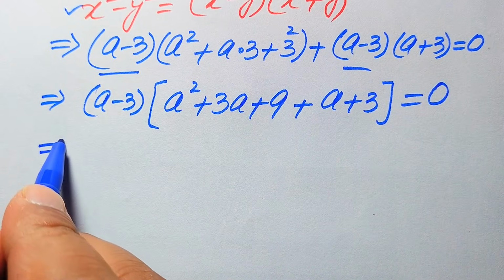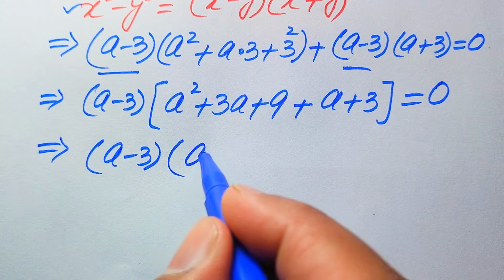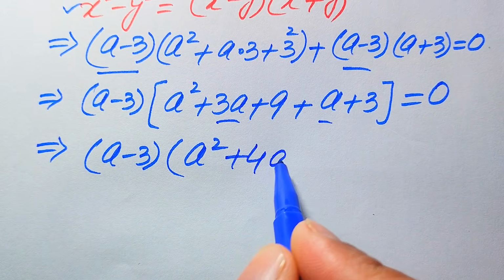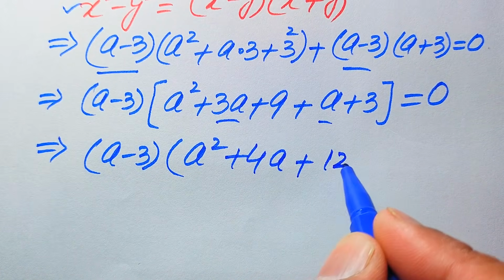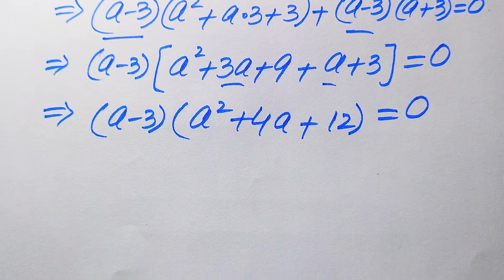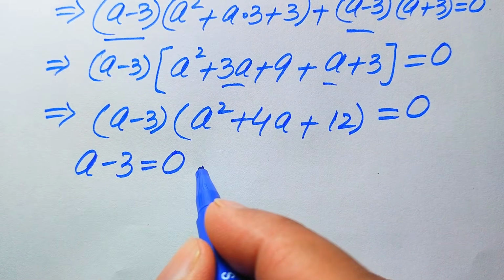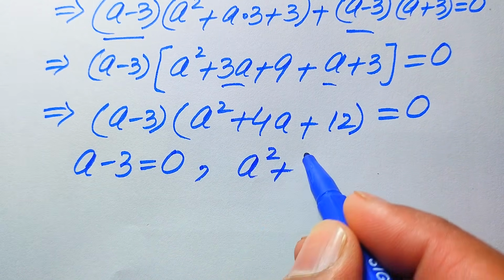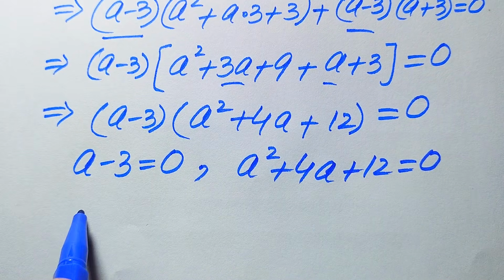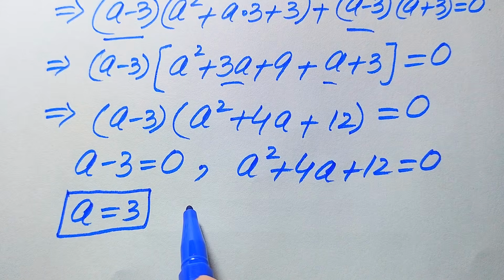And further in the next step we need a little bit more simplification, and it will be written as a minus 3 times a squared plus 3a plus a becomes 4a, and 9 plus 3 becomes 12, and this whole equation equals 0. And now we divide this equation into two cases. The first case is a minus 3 equals 0, and the second case is a squared plus 4a plus 12 equals 0. From here we easily get the first root of the given equation, that is a equals 3.